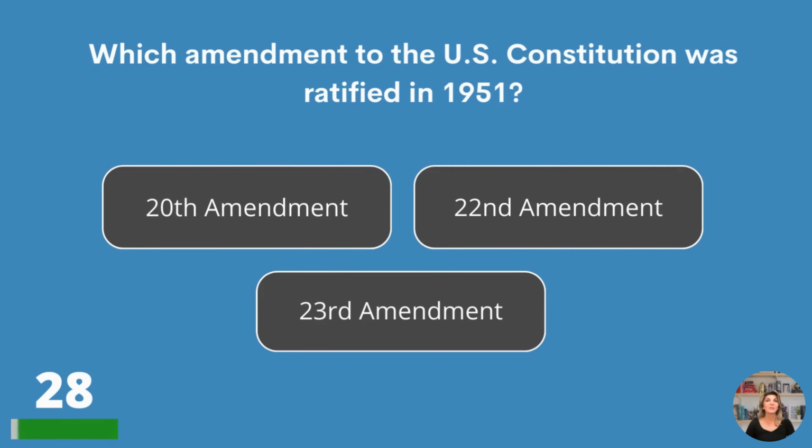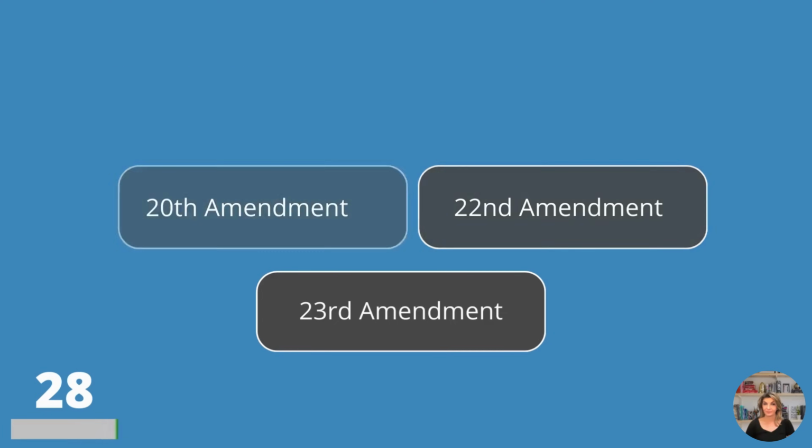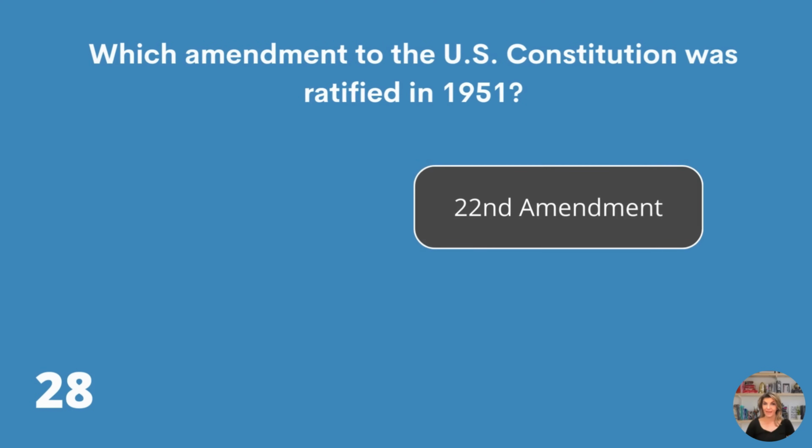Which amendment to the U.S. Constitution was ratified in 1951? The 20th Amendment, the 22nd Amendment, or the 23rd Amendment? The 22nd Amendment.